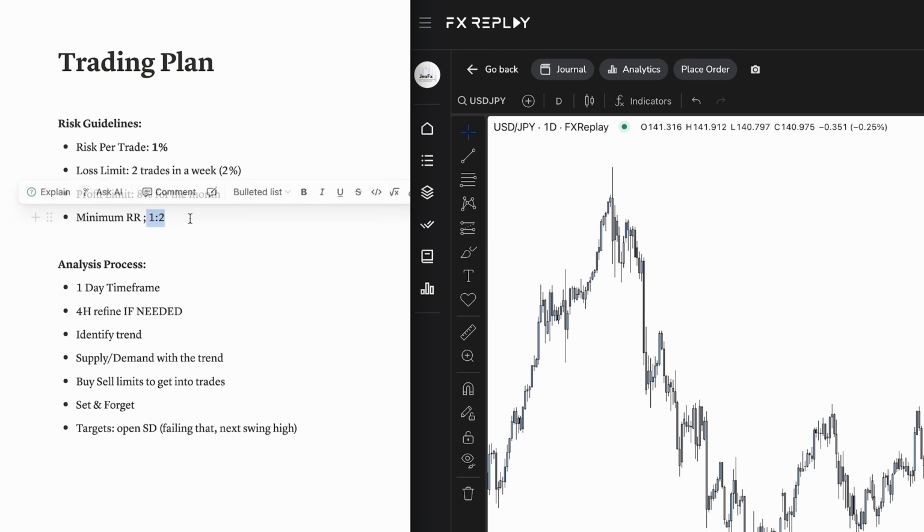Minimum risk reward is going to be a 1-to-2. So we will only get into a trade if we have the possibility to risk $1 to make $2 or more in returns, right? We won't risk $1 to make $1. It's got to be a 1-to-2 or we will not get into the trade.